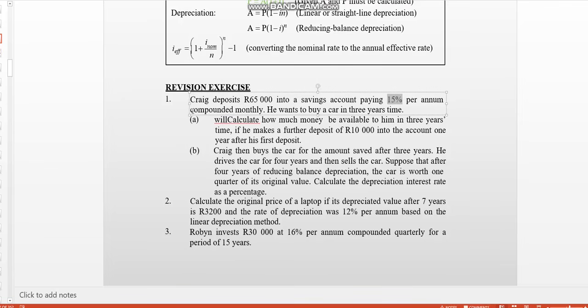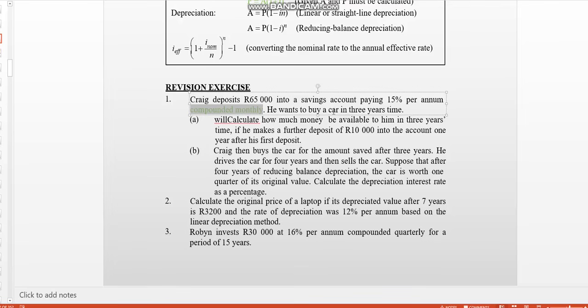They are telling you that it's compounded monthly, so it means that now the period will be monthly, it will be n. And we know for each year, how many months do we have? We have 12 months. All right. So it means for each year we have 12 months.